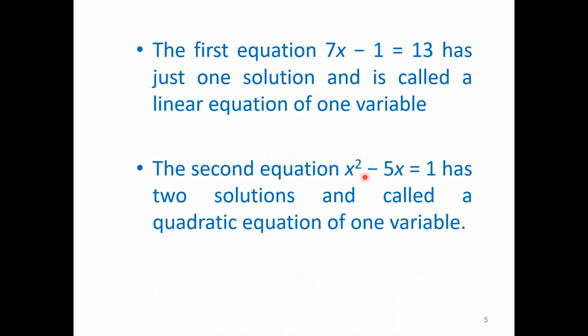The second equation, x squared minus 5x equals 1, still has one variable, that is x, but the highest degree or the highest power of x is 2. And this equation is called a quadratic equation of one variable. So this equation has two solutions, not one solution. It means there are two values of x that will make the left side of this equation equivalent to the right side of the equation.